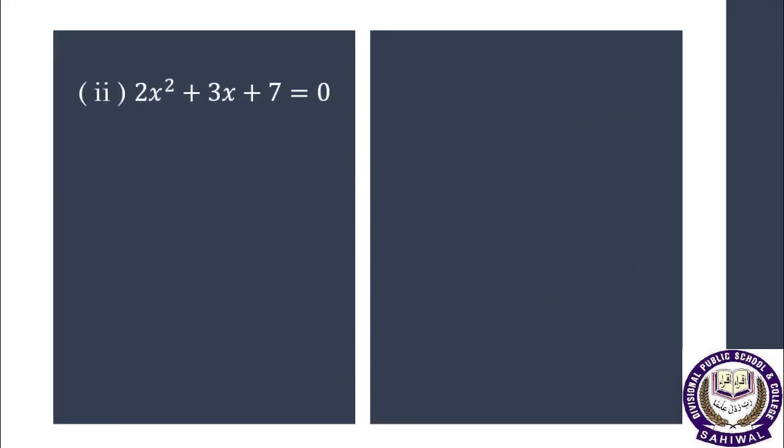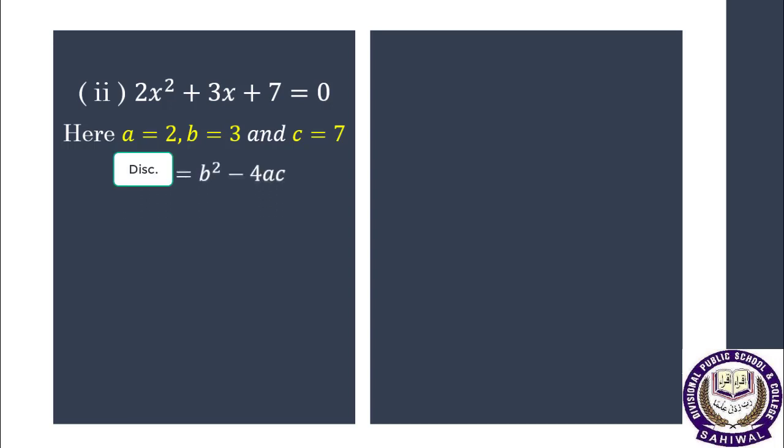Now, the second equation we have is 2x square plus 3x plus 7 equal to 0. Comparing it with the standard form of quadratic equation, we get a is equal to 2, b is equal to 3 and c is equal to 7. We know that the discriminant is equal to b square minus 4ac. Putting the values of a, b and c, we have 3 square minus 4 times 2 times 7. On solving, we get 9 minus 56, which is equal to minus 47.